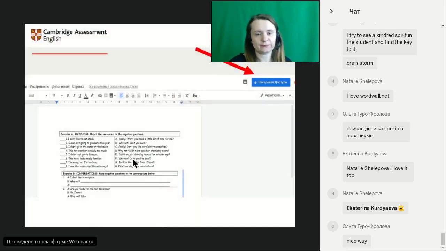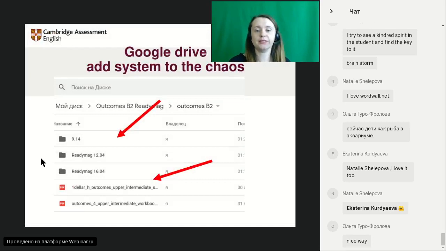Why do I need this? Because first of all, it saves my time. I have all the materials at one place. My students have access to this, so they know where to find it. They know where to find the homework. If your group agrees, you can record your lessons, and they will have a video there. It takes time, but it's absolutely doable. And they can watch the video again if they've missed something.